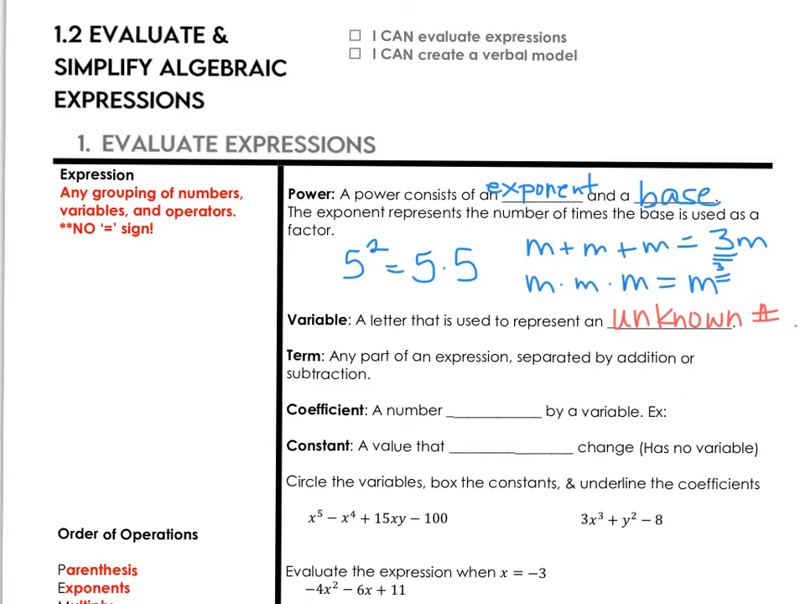A term is any part of an expression. It's either separated by addition or subtraction. A coefficient is just simply a number that's multiplied by a variable. For example, if we see that 3m up above, the 3 is the coefficient. A constant is a number that does not change, so a constant would not have a variable associated with it.